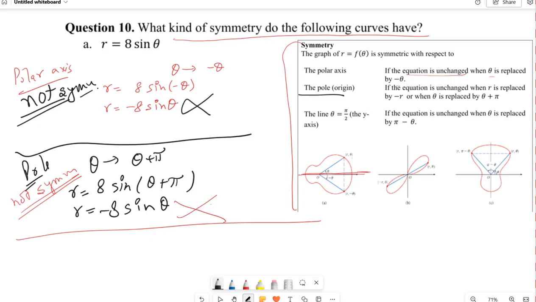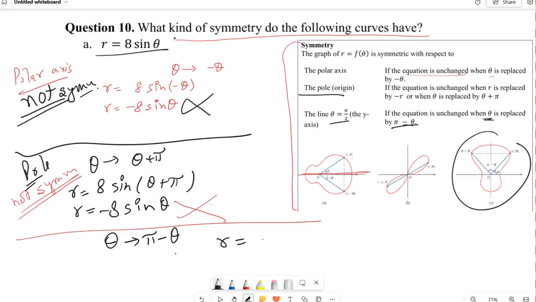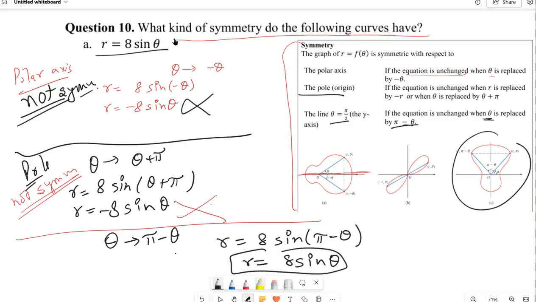Okay. Lastly, to check with the y-axis, you need to change theta to pi minus theta and see if the equation is unchanged. So theta to pi minus theta in the original equation, r is equal to 8 sine of pi minus theta. Pi minus theta comes to the second quadrant. In the second quadrant, sine is positive. So that has to be 8 sine theta, the same. The equation stays the same as the original equation even after changing theta to pi minus theta.